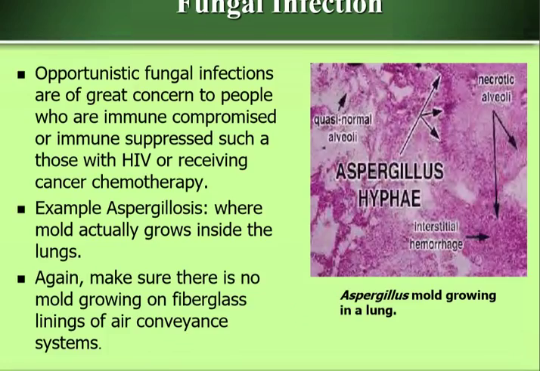Fungal infection. Opportunistic fungal infections are of great concern to people who are immune compromised or immune suppressed, such as those with HIV or receiving cancer chemotherapy. An example of aspergillosis, where mold actually grows inside of the lungs. Again, make sure there is no mold growing on fiberglass linings of air conveyance systems.